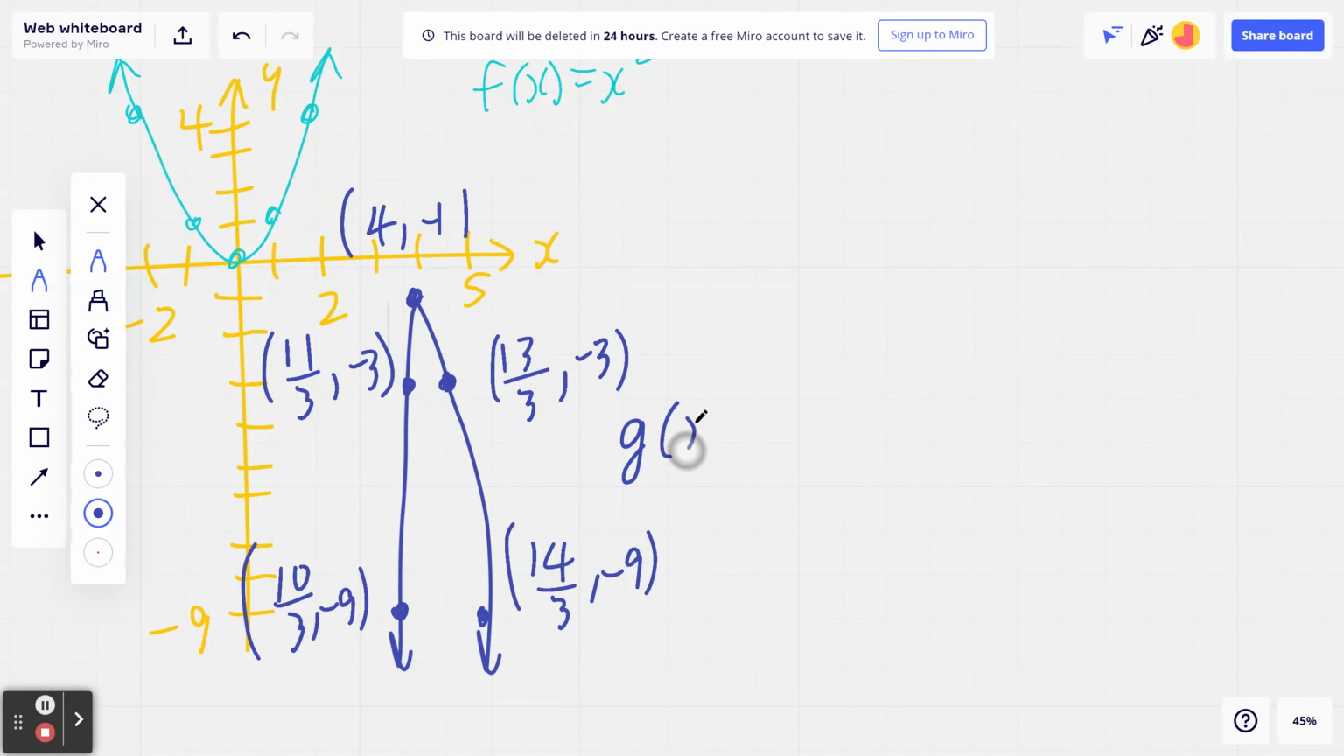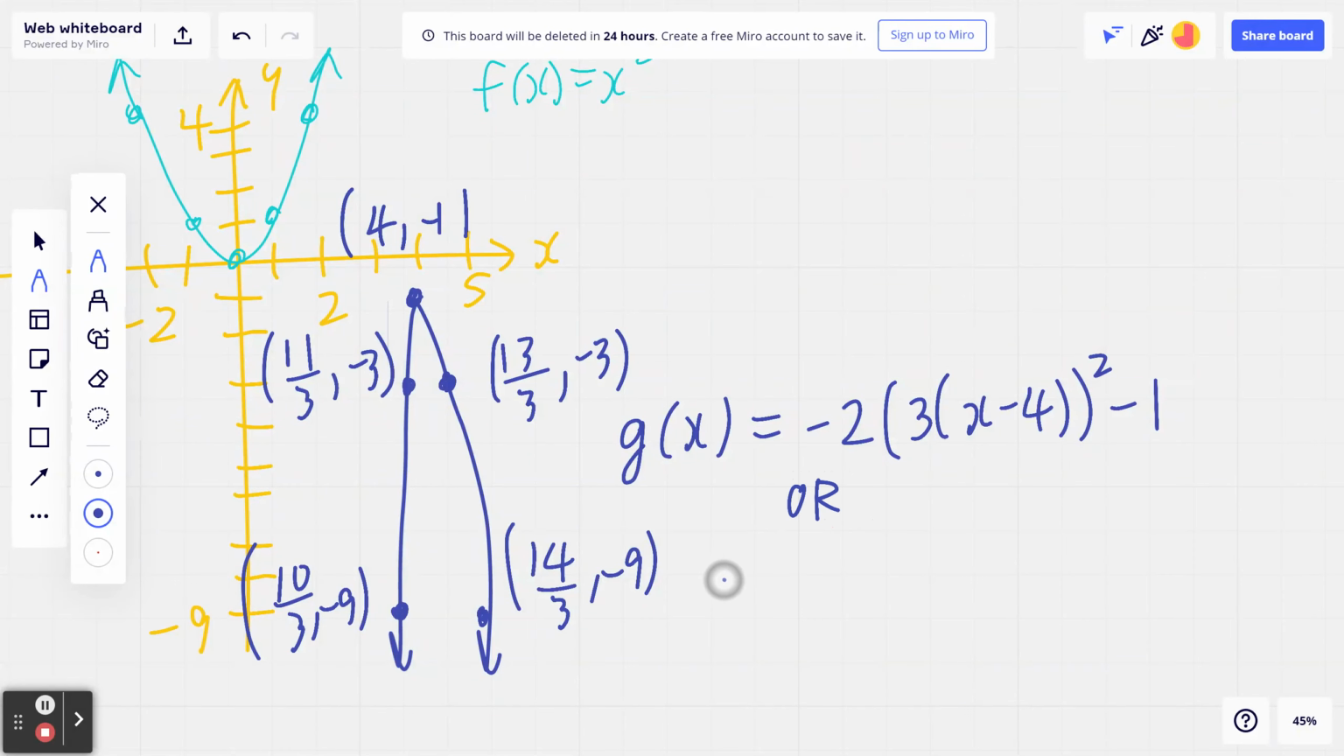g of x equals, again, there's a vertical stretch by a factor of 2. There's also that reflection with respect to the x-axis. Then you plug in, again, 3x minus 4, close the bracket, square, minus 1. So that's how you can express it in factored form. Now, if you like, I'll give you this other perspective. You can expand this. So if you think about 3 squared, that's 9. 9 times negative 2 is negative 18 times x minus 4, quantity squared, minus 1.